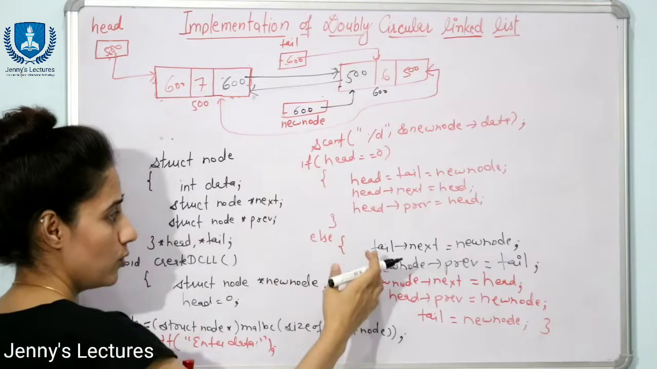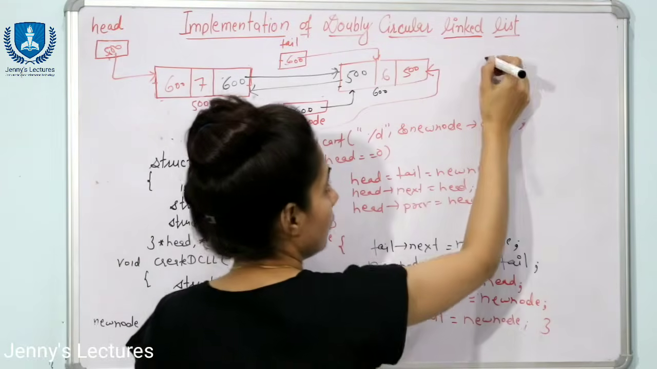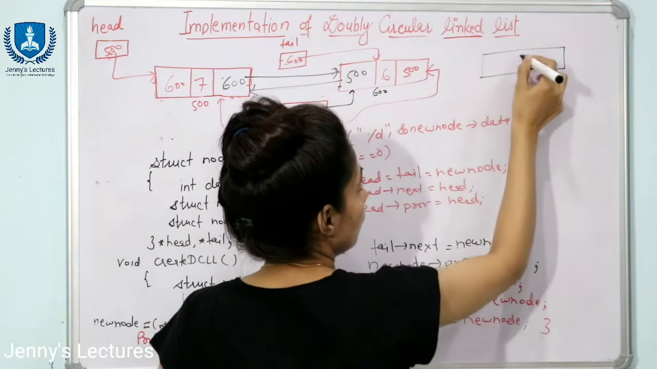Now suppose if you want to check whether these lines are working properly or not, here you can create another node, a third node.